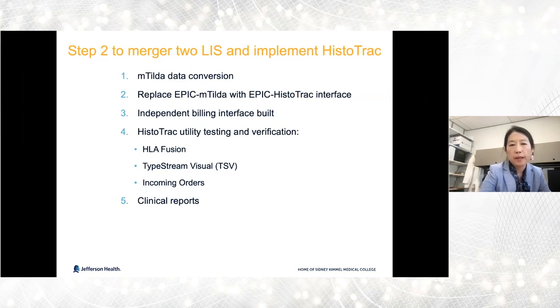The first one is Metida data conversion. And we have to replace Epic Metida with Epic HistoTrac interface. We actually built an independent billing interface, which can handle both internal, like Einstein and Jefferson billing, and also outside center billing. And the HistoTrac utility testing and verification, those are 3 major components we are using. HistoTrac utility for HLA Fusion, type stream visual, and incoming order. And the last one is the clinical report.